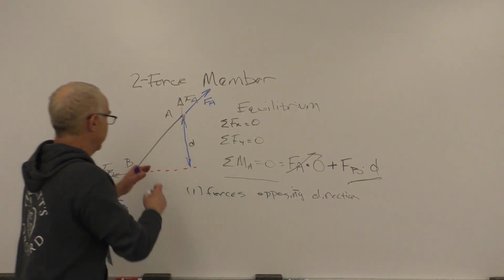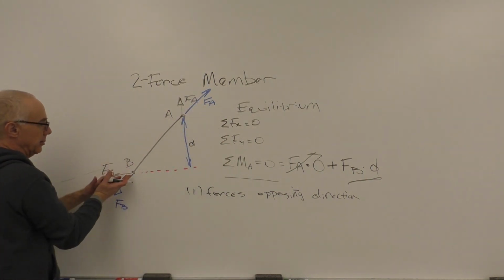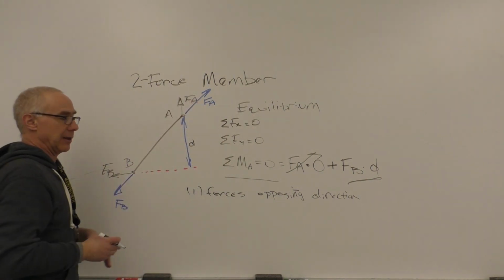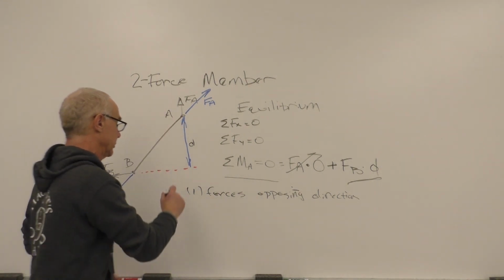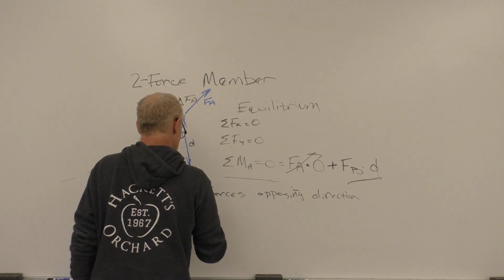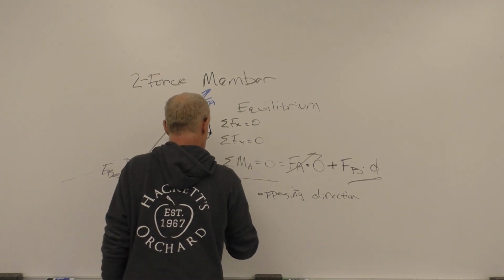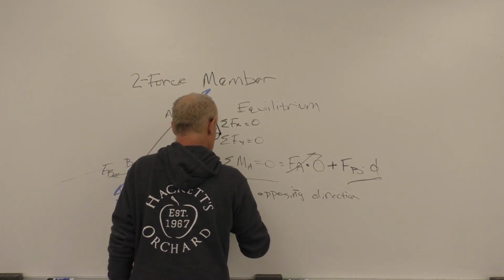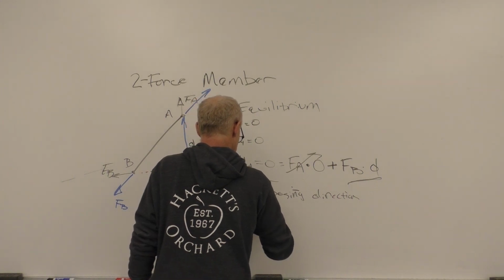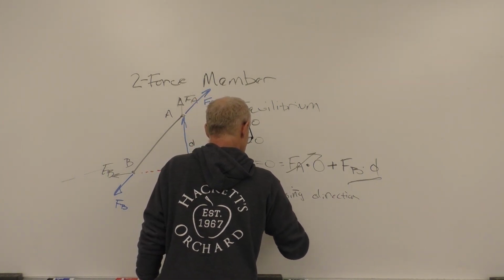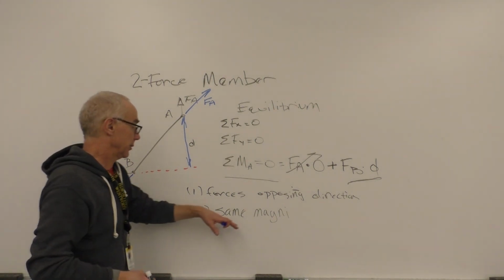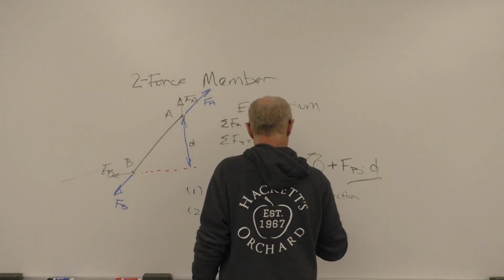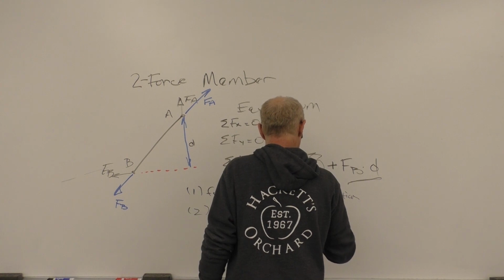Okay, and in this case, if you have a straight member, then the forces are going to be along the axis, and the magnitude of the forces is going to be equal and in the opposite direction. So they're going to have equal and opposite magnitude. We already said they're in the opposing direction, so we know that they're opposite, but they're going to have the same magnitude, our two forces.